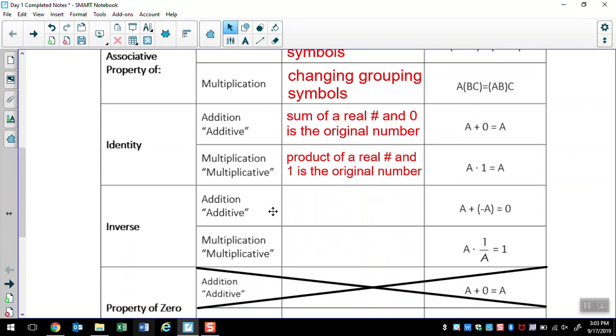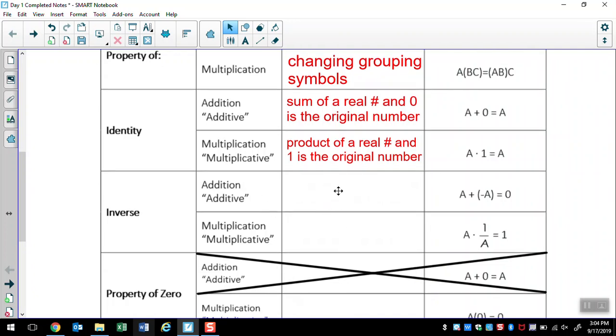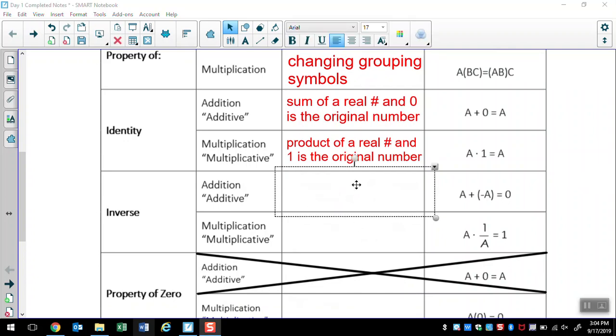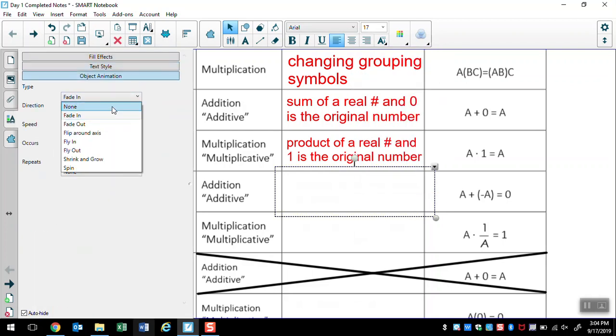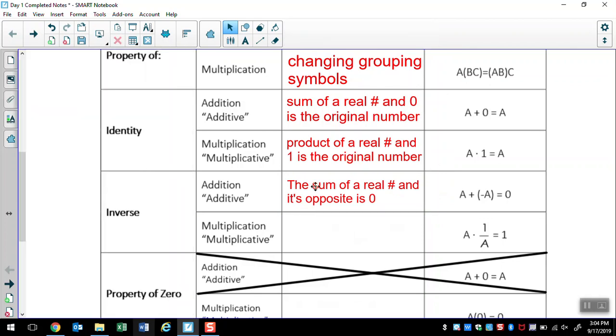Inverse, again, can be split into addition and multiplication. So the additive inverse, opposite. It's not showing up. All right, let's get this one to show up. There we go. I don't know why that didn't want to show up. All right, the sum of a real number and its opposite equals 0. So whenever we're talking about additive inverses, we're going to add a positive and a negative of the same number together, and it's always going to equal 0.